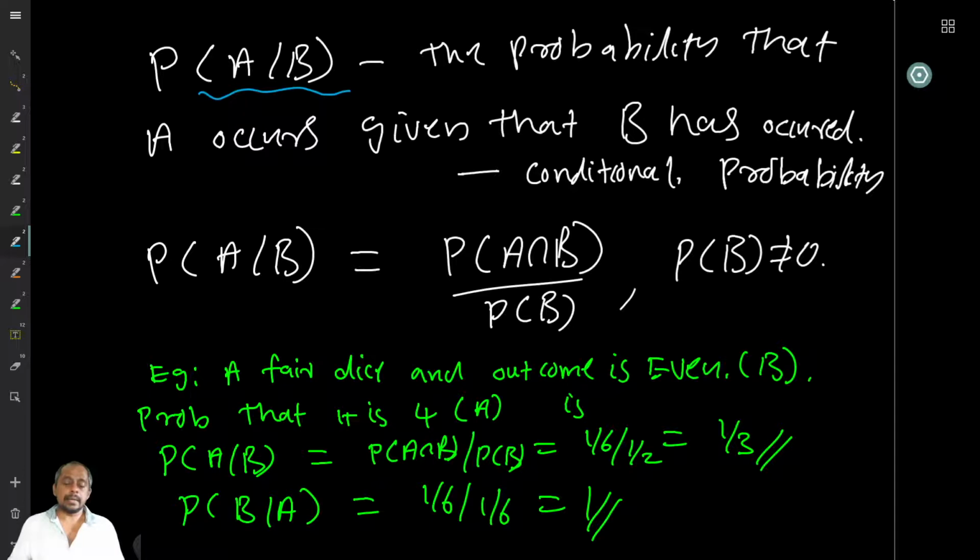On the other hand, in the other example, I tell you that the outcome is an even number, and what is the probability that it's a 3? Then of course it is 0, right? Because probability of A intersection B is 0.